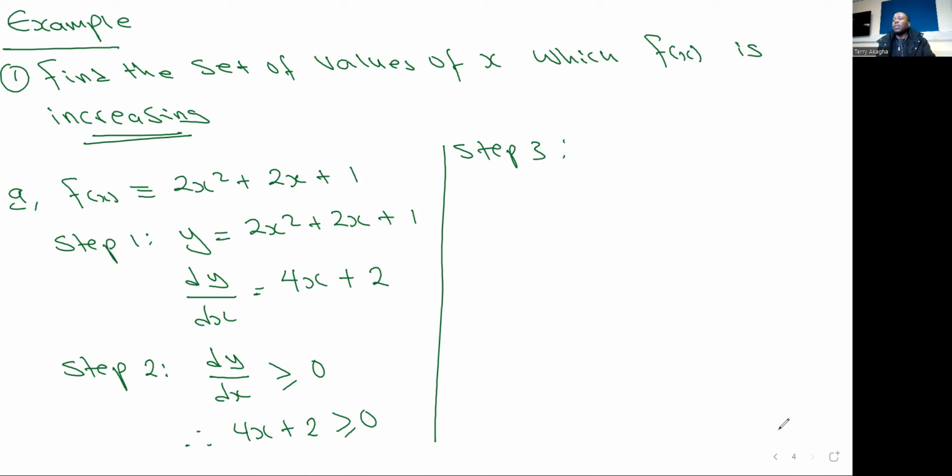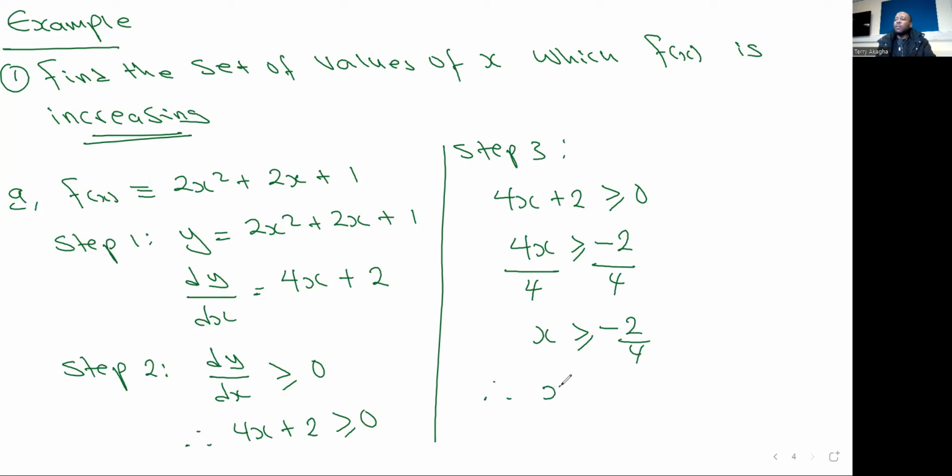Now, step 3. What were we told to do? We're told that we have to simplify. So please go back and review my videos on how to solve inequalities. I have a video on that, so please go back and have a look. So 4x plus 2 is greater or equal to 0. We take 2 to the other side, so it becomes 4x is greater or equal to minus 2. Then we divide both sides by 4, so x is greater or equal to minus 2 over 4, and therefore, simplified, greater or equal to minus 1 over 2. So for this function to be increasing, x must be greater or equal to minus 1 over 2.